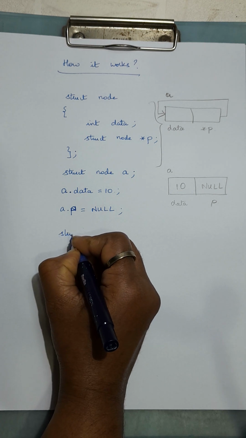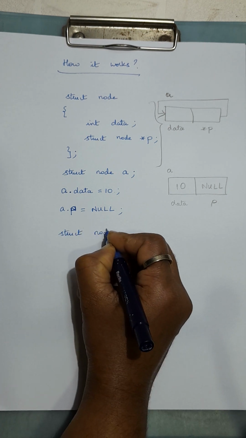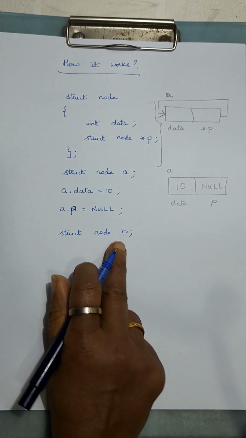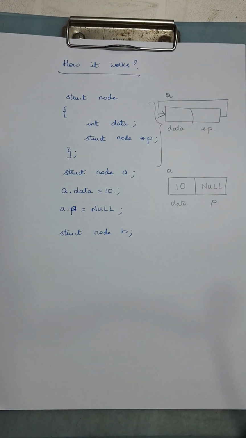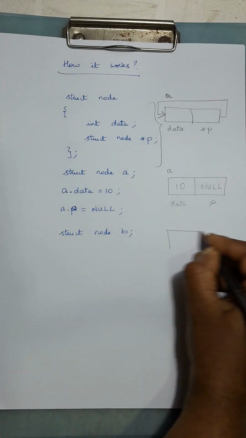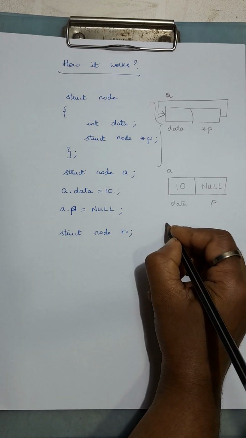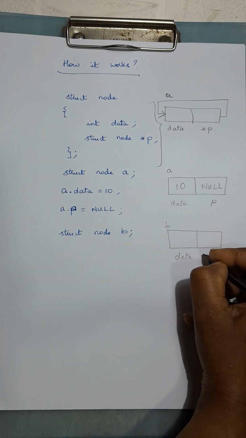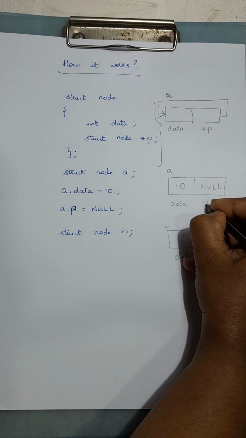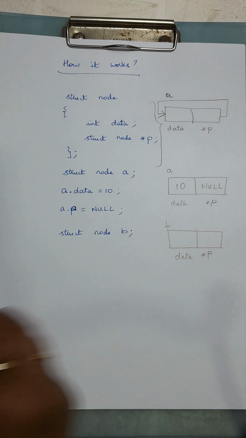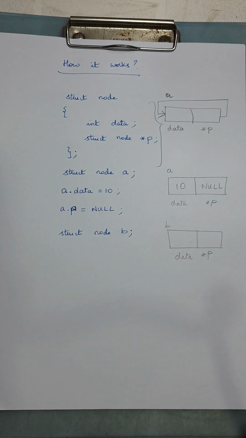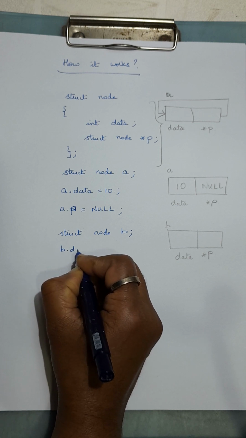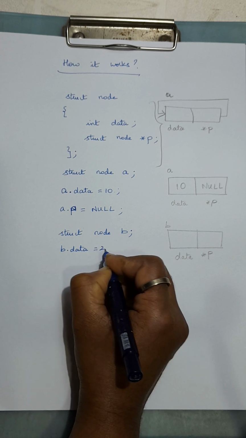The other structure, struct node of the same type node, structure variable B. Okay. Now what will happen? Another node will be created with the name B, and there are two fields. Okay. Fine. Now struct node B. I want to add a value inside B. It will be B dot data is equal to 20.